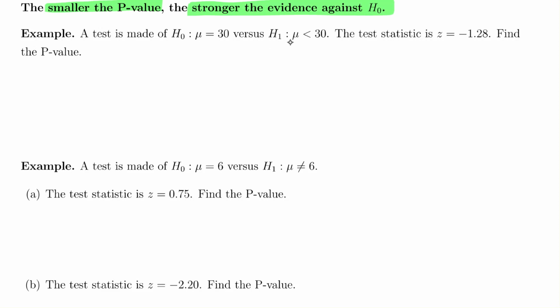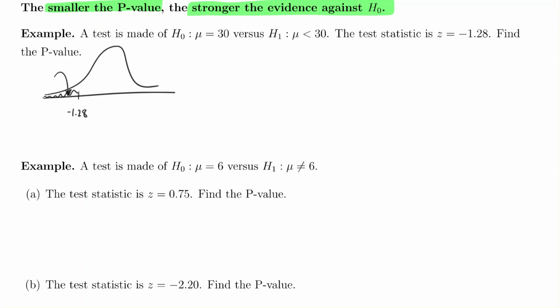So let's say we have a test whose null hypothesis is that mu is 30, compared to the alternate hypothesis that mu is less than 30. Now, just from this phrasing, is this a left, right, or two-tailed test? Because mu is less than 30, this is left-tailed. The test statistic is z equals negative 1.28, so here they've calculated this for us. So if I'm going to draw my visualization here, I've got my negative 1.28 to the left of the middle, which is at 0. And we know my p-value is the area to the left of this z-score.